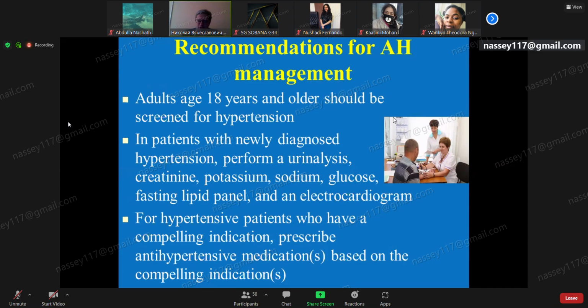Also, for persons who have compelling indications for pharmacotherapy, we should prescribe antihypertensive medication based on the compelling indication or indications.